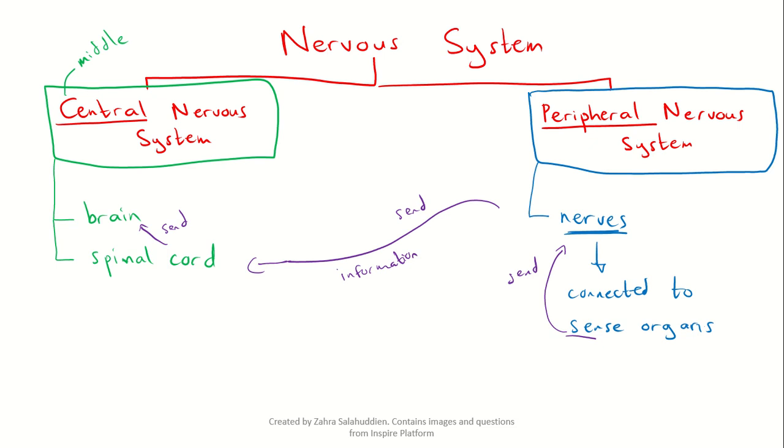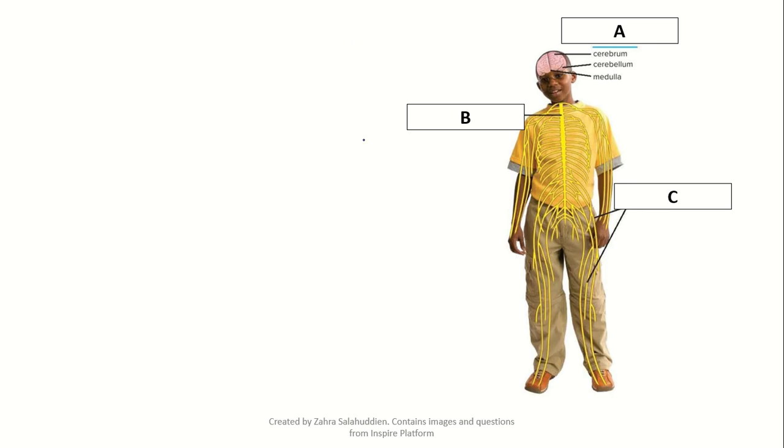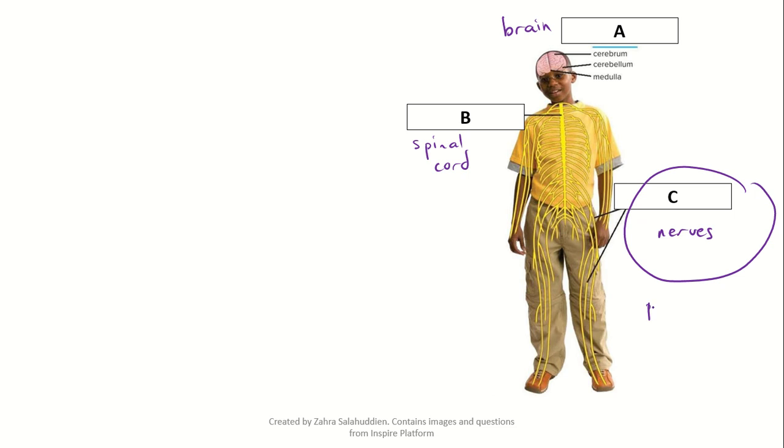Okay, so these are the parts of our nervous system. Let's look at a diagram to help us understand it a little bit better. So we'll use this picture because this is the one we'll get a writing question about. Okay, so here's our brain. A is your brain. B is your spinal cord. And C is your nerves. Okay, remember that C is your peripheral nervous system. And A and B together make up our central nervous system.